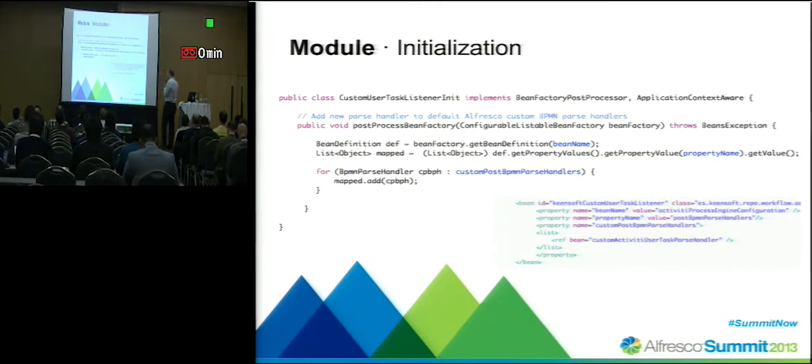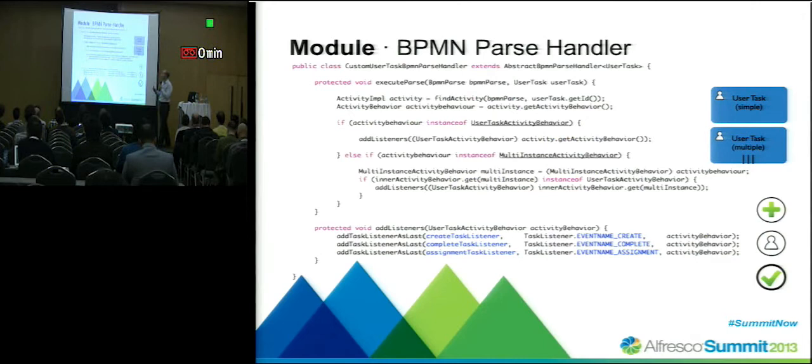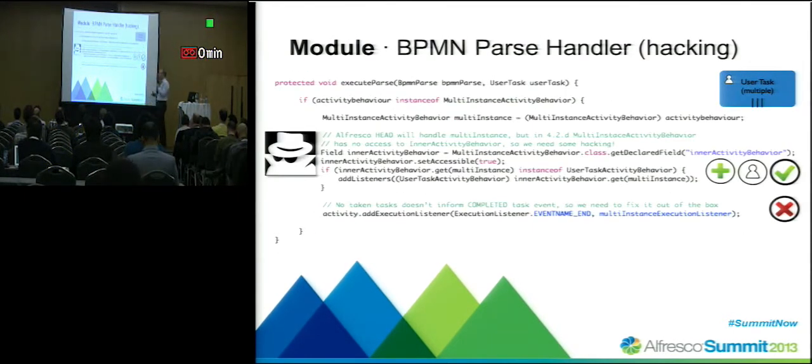Okay, in this code we insert our handler in the list of Alfresco handlers, right? Then the parser handler modifies the workflow in its creation and inserts the listeners for the different events to capture them. In the multiple task, there is an iteration for all the simple tasks that compose it.